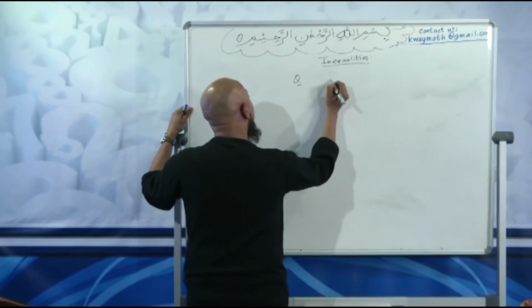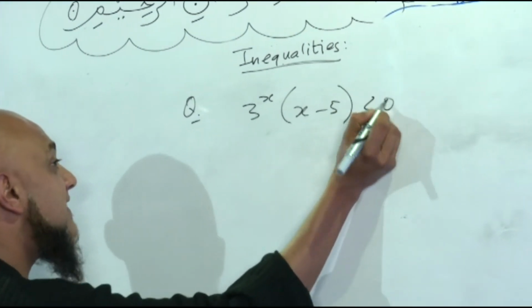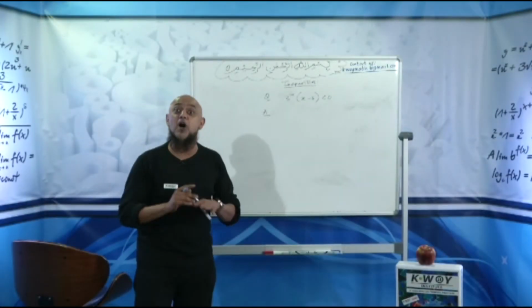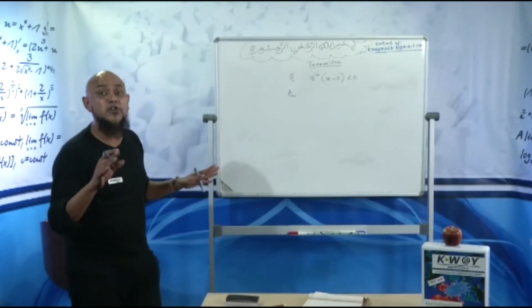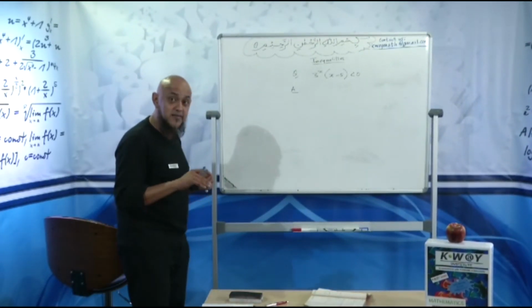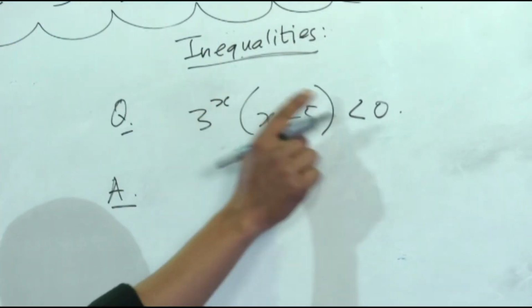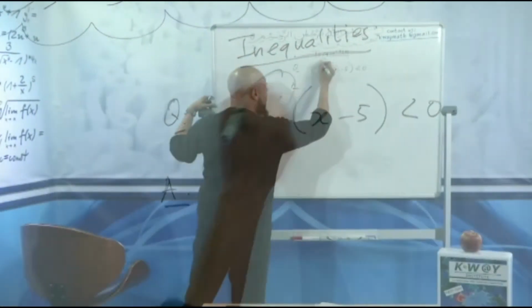It says solve for x. They tell you 3 to the power x times (x minus 5) is less than 0. And this one bombed 99% of you in the exam. Majority of you didn't know how to answer this one in the exam. Now I want you to pay attention to what I'm about to tell you. 3 to the power x less than 0. I want you to think of an exponential equation. We've got two factors here.